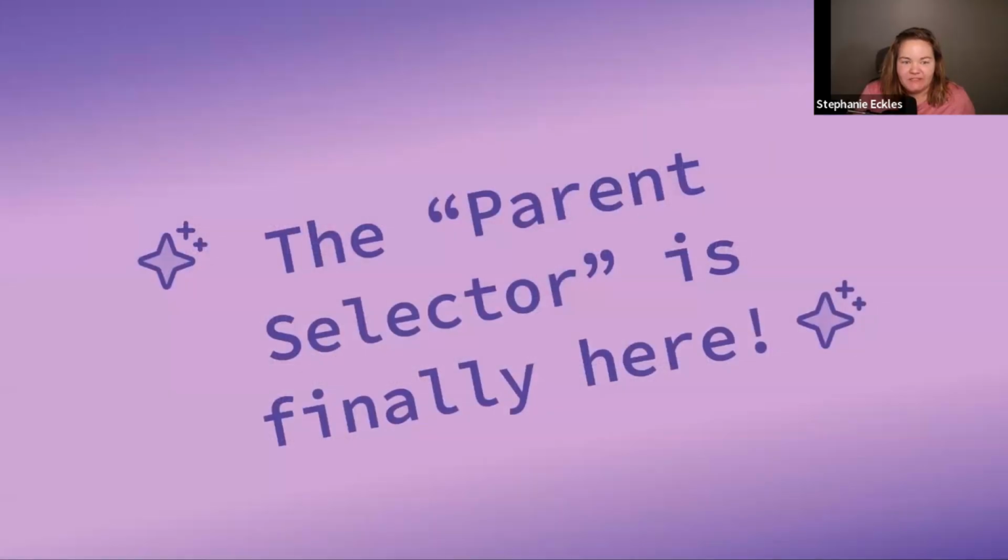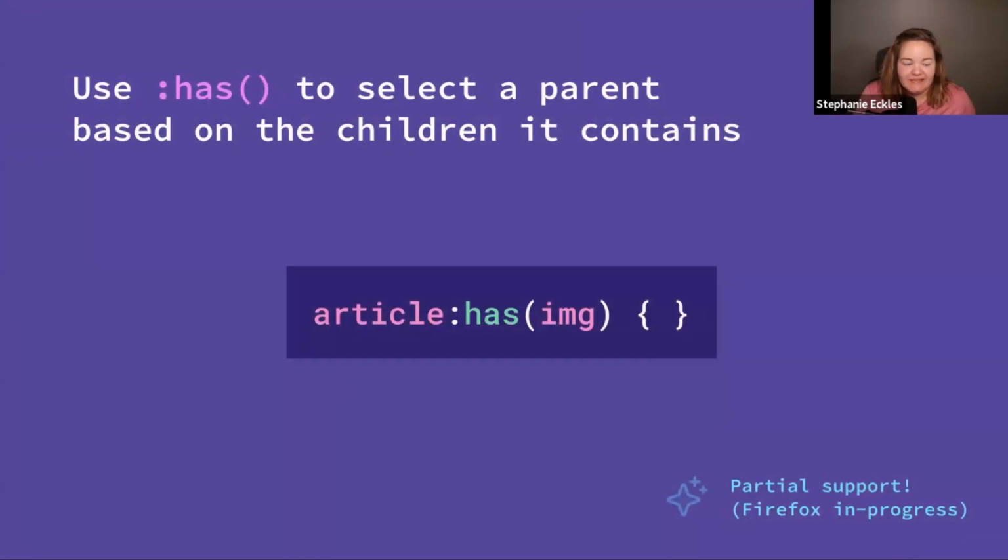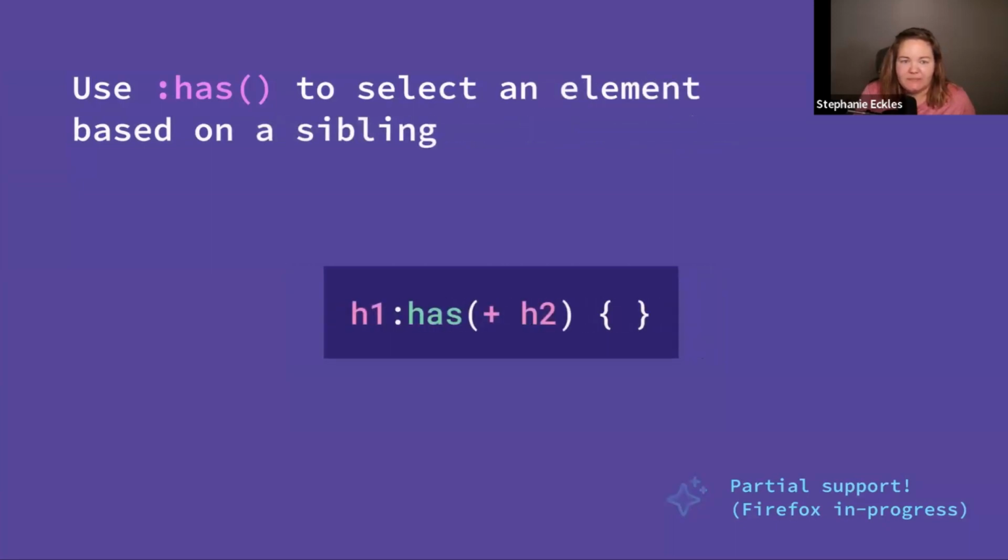And last, but certainly not least, again, if you somehow missed the buzz, the long requested feature of the parent selector has arrived in CSS. Using :has allows selecting a parent based on checking what children it contains. But we can also check for certain sibling conditions using combinators, like this one, which selects the H1 if it is followed by an H2.